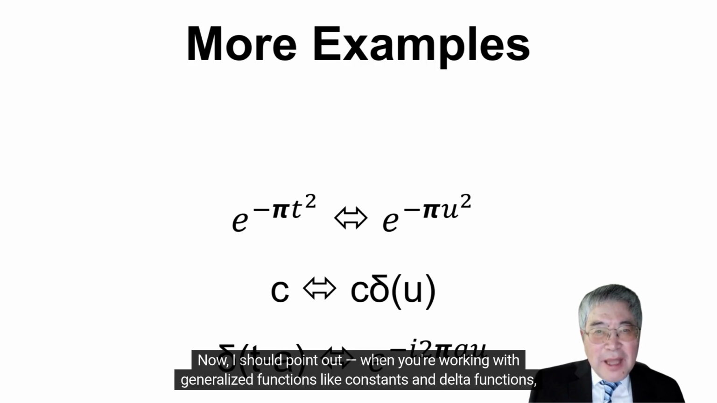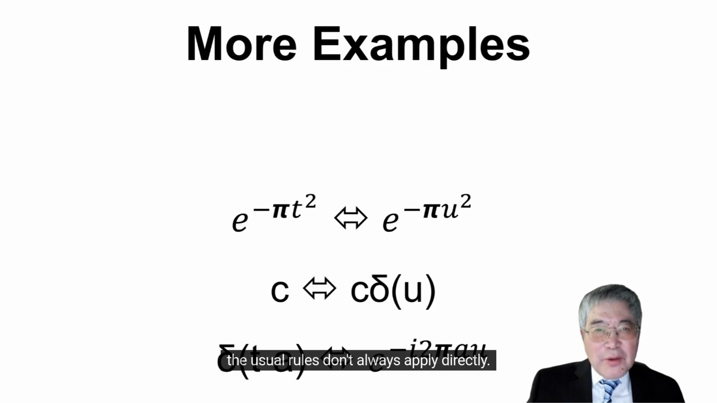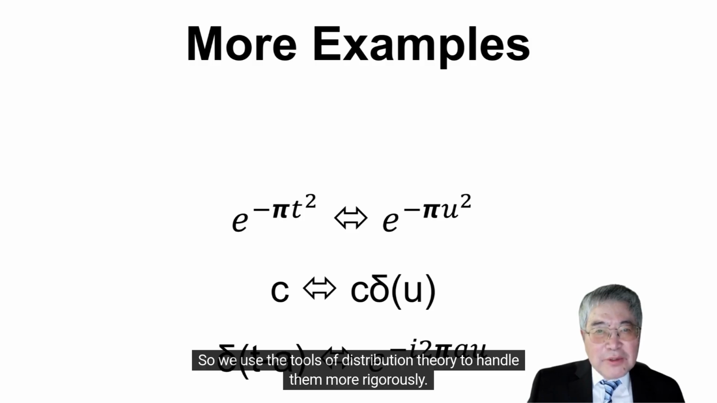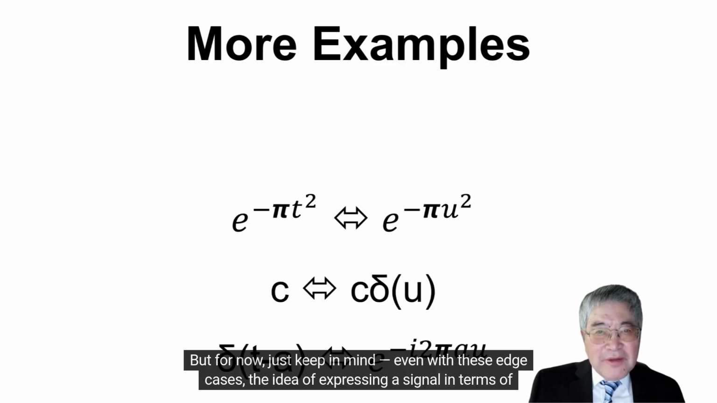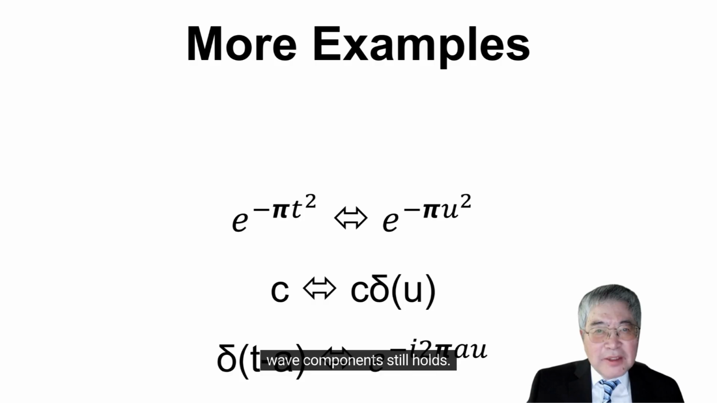Now, I should point out, when you're working with generalized functions like constants and delta functions, the usual rules don't always apply directly. These are not square integrable functions. So we use the tools of distribution theory to handle them more rigorously. If you're curious, I explain this in more detail in the book chapter. But for now, just keep in mind, even with these edge cases, the idea of expressing a signal in terms of wave components still holds.